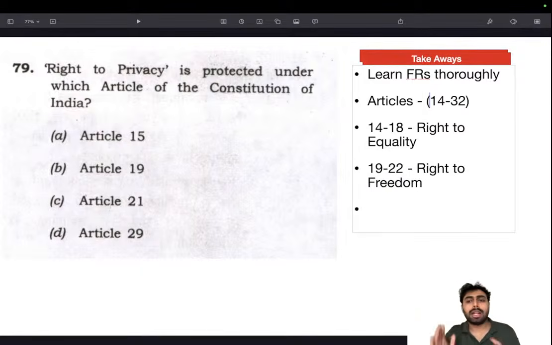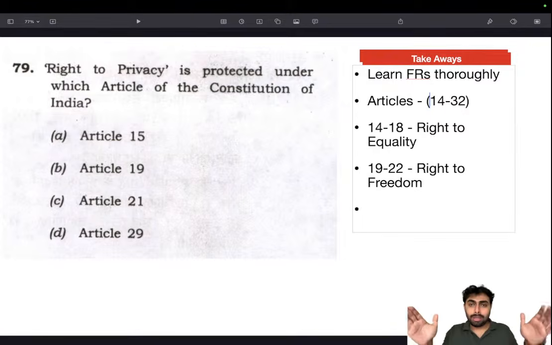So start off by structuring or dividing articles based on these broad categories, like 14 to 18 right to equality, 19 to 22 right to freedom, 23 and 24 right against exploitation, things like that. First classify them, then under that header learn what all the specific entries are. So first have a broad idea, then slowly zoom in, and then use questions to remember them. You can easily get questions.